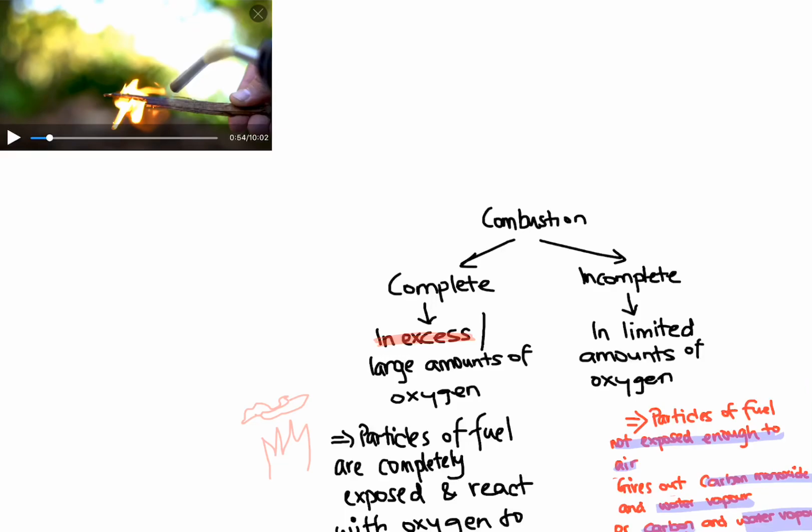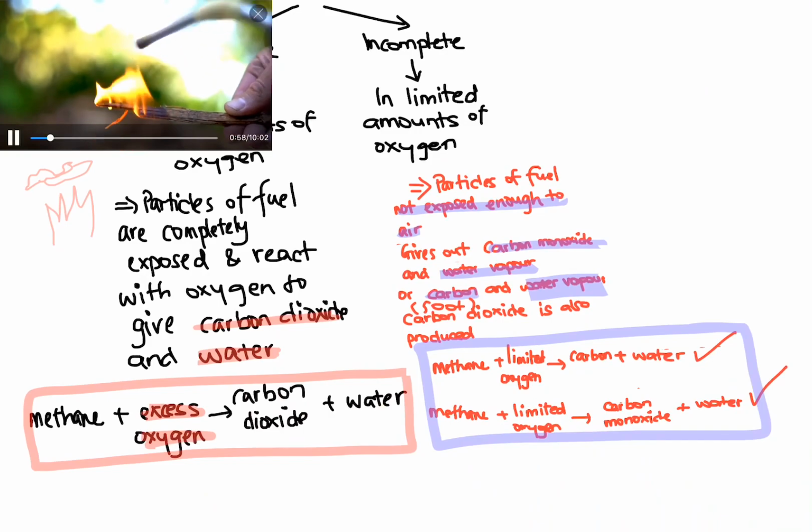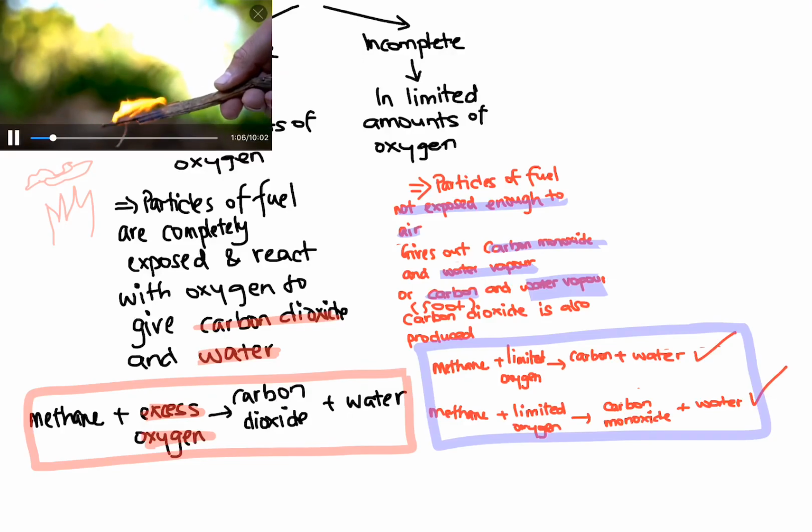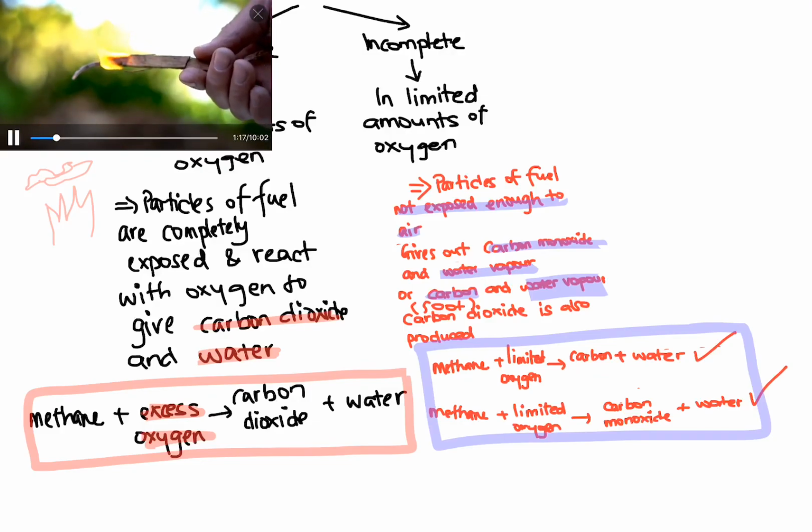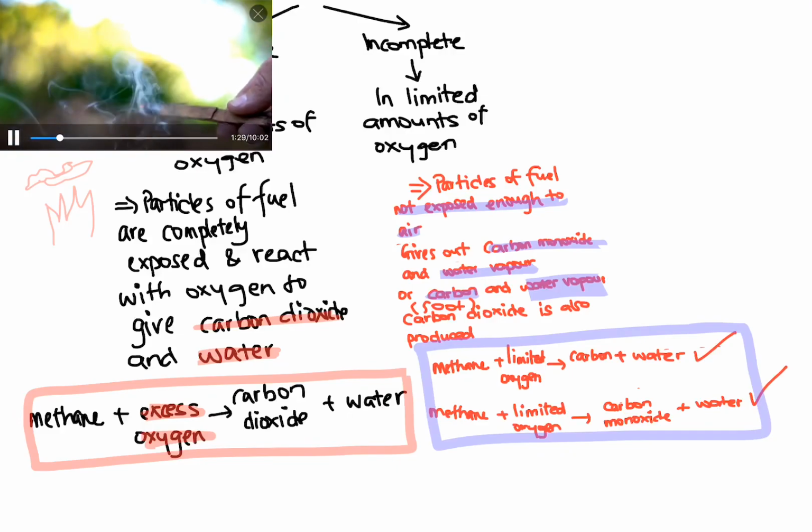That's incomplete combustion. But here, the incomplete combustion is producing mainly carbon monoxide and water vapor, and there's also going to be some carbon dioxide produced. There is not a lot of black smoke. You can see the smoke, but it's not like a dark black smoke. So there's a little bit of soot, a little bit of carbon, and carbon dioxide, carbon monoxide and water vapor being produced when that splint is burning.